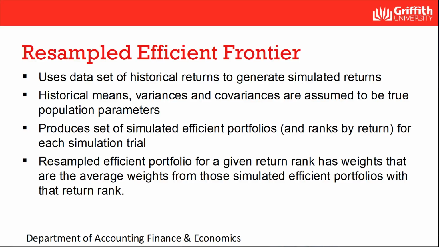So the resampled efficient frontier uses a data set of historical returns to generate simulated returns. Historical means, variances, and covariances are assumed to be true population parameters. It produces a set of simulated efficient portfolios and ranks by return for each simulation trial. Resampled efficient portfolios for a given return rank have weights that are the average weights from those simulated efficient portfolios with that return rank.